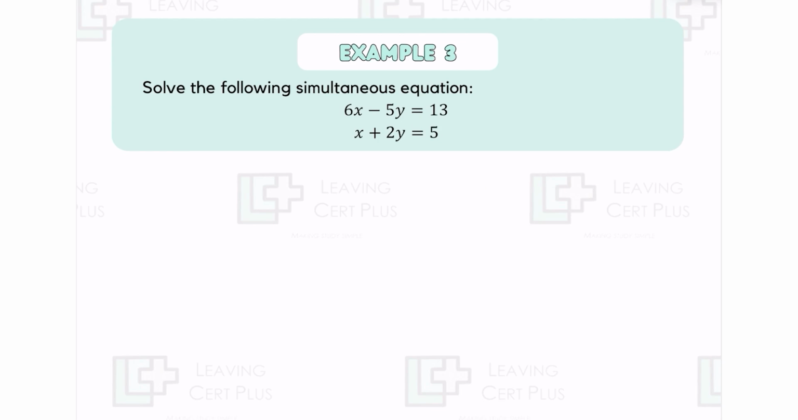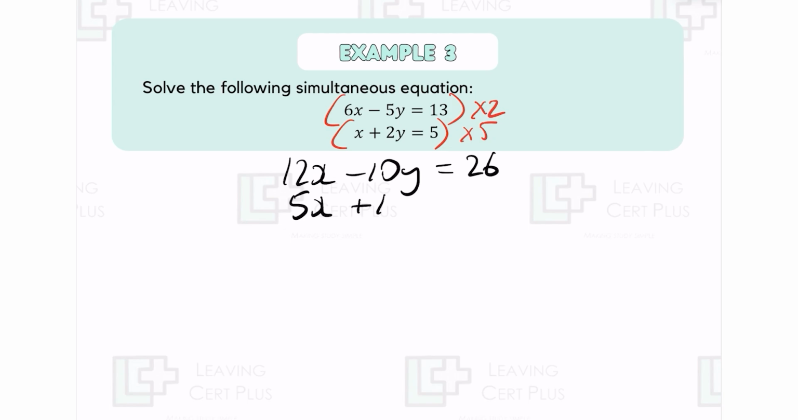So how did we do? I'm sure what most of you did is you decided to multiply the top row by 2 and the bottom row by 5. And what should happen then is we should have the y variable disappearing. So let's do it. 2 by 13 is 26, that's the top row. And the bottom then is 5x plus 10y and 25. So let's see how it went.